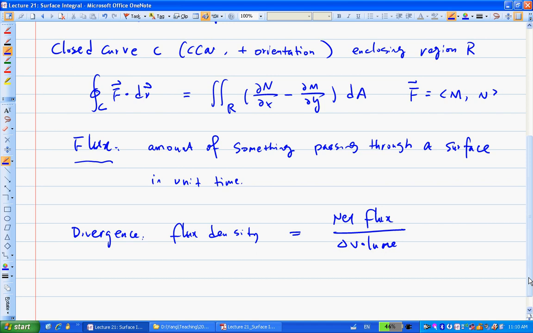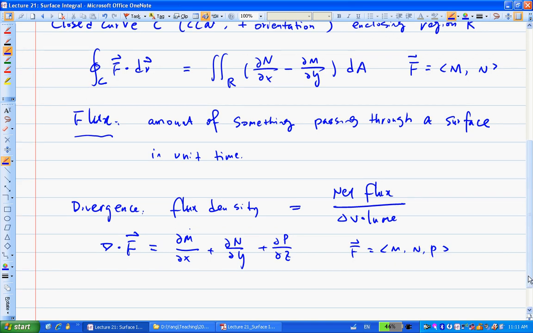What divergence tells you, the formula is del dot F. That's divergence. So that is equal to partial M over partial x, if F equals M, N, P, right? Partial M over partial x, partial N over partial y, and then partial P over partial z. So F is M, N, P.